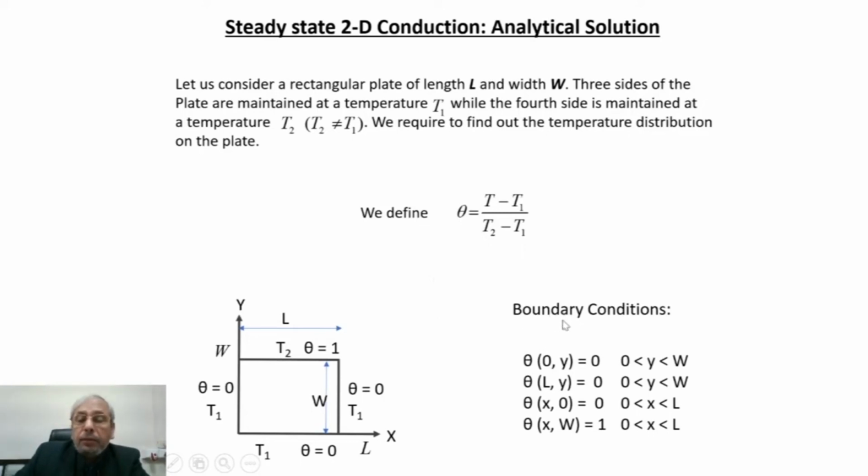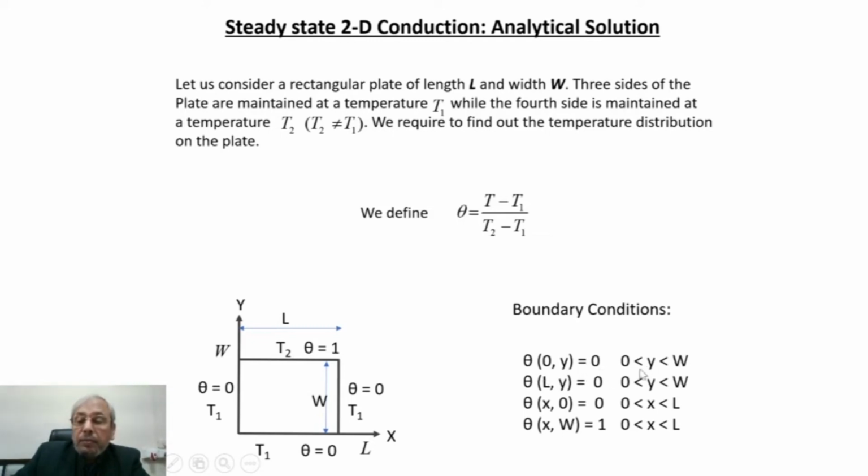Now we have formally written the boundary conditions. Theta(0, y), all along y at x equal to 0, is 0. Theta(L, y) is 0. Theta(x, 0), the bottom side, is 0. And theta(x, W) at the top is 1. So these are the boundary conditions.